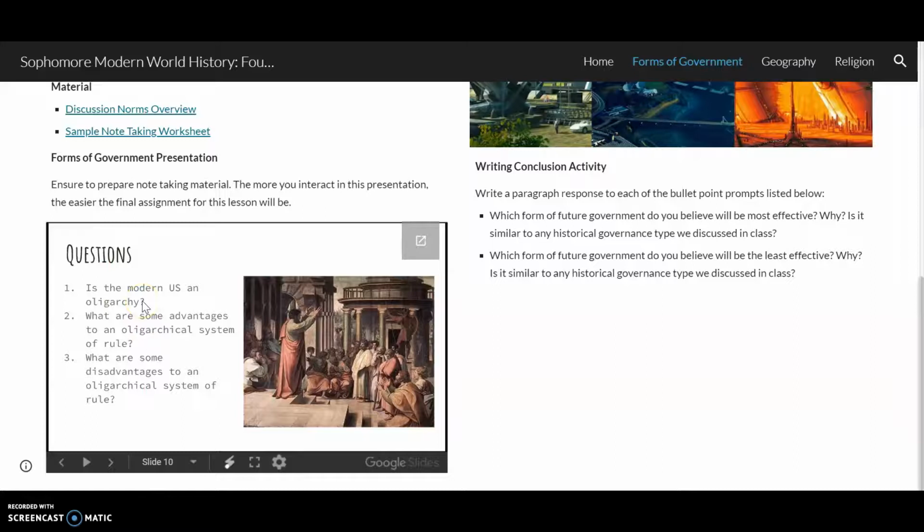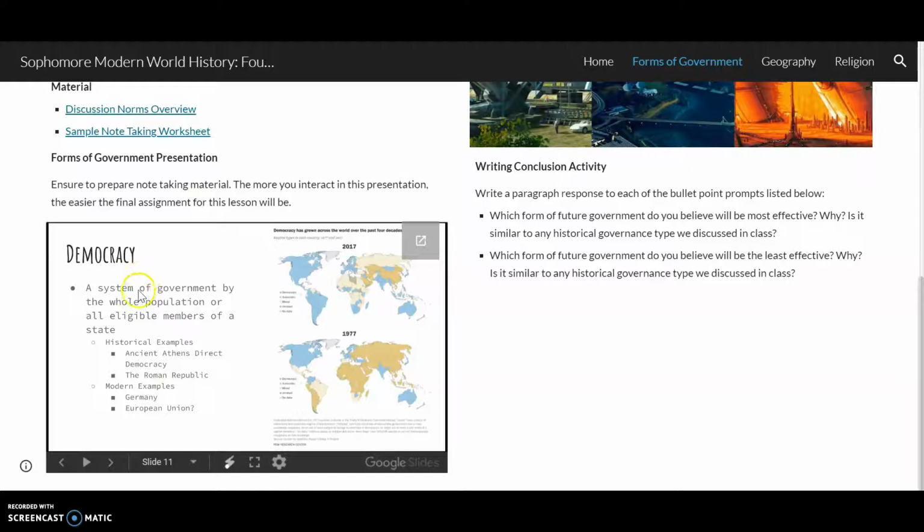Is the modern U.S. an oligarchy? Same idea. They have to apply the knowledge. They use the definition of oligarchy within their answers. A lot of them said no. A lot of them said yes. It was a nice discussion. And then democracy, same exact format, definition, historical examples.